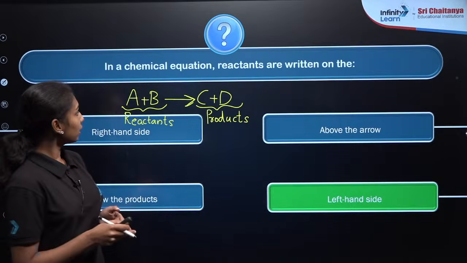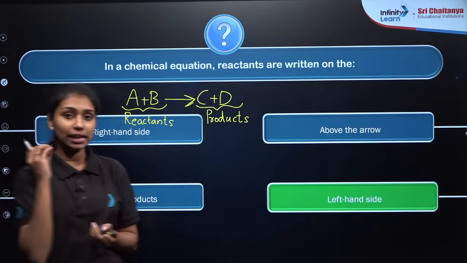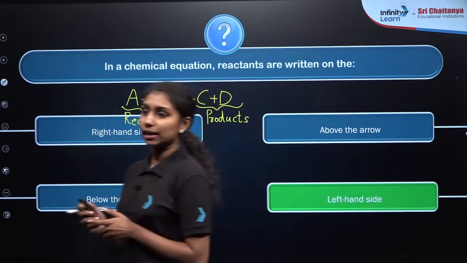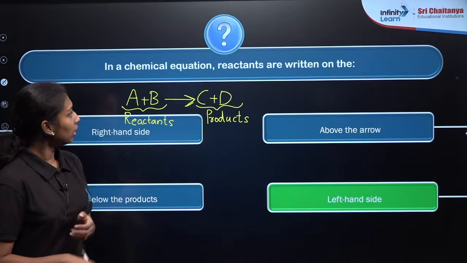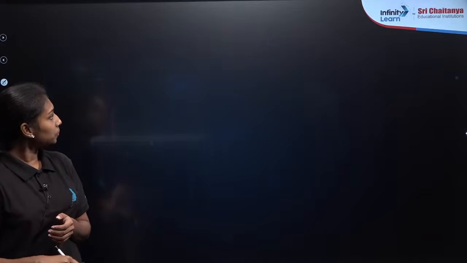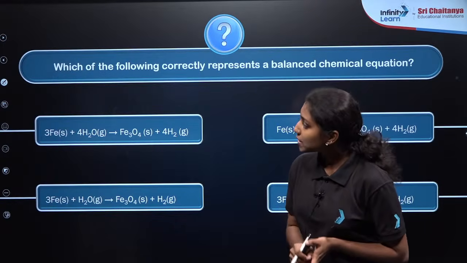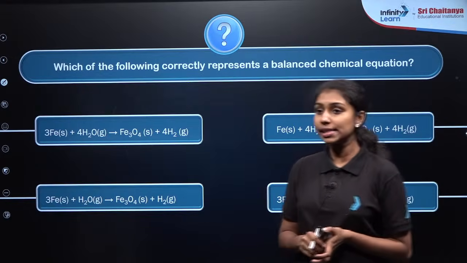So this is the basics of the chemical reaction, right? How we can represent a chemical reaction in terms of an equation. Then we are studying about the balancing of chemical reactions, right? Balancing of chemical equations. Let us take another question. Yes, here is our next question. Which of the following correctly represents a balanced chemical equation?